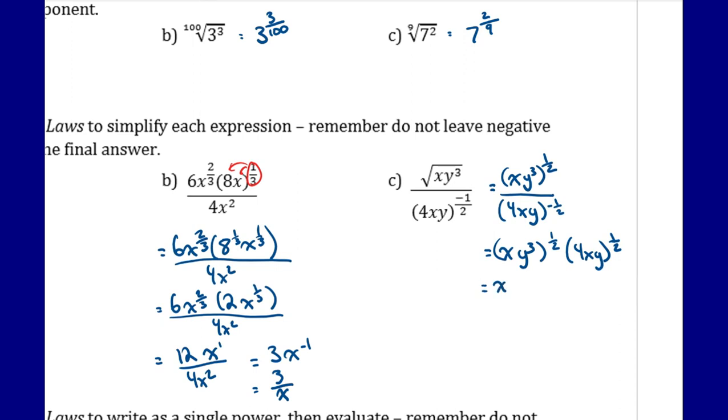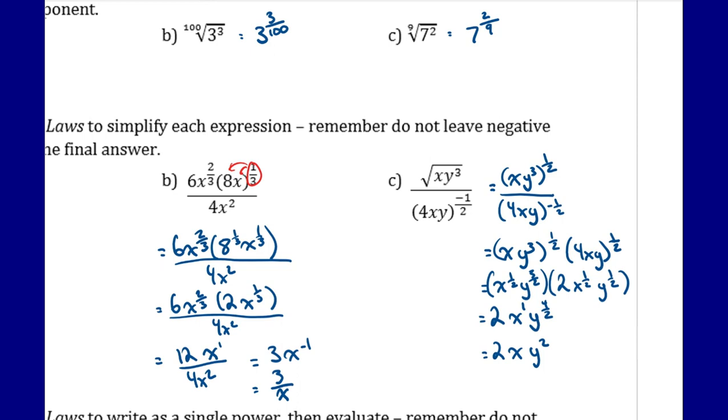So now I'm going to get x to the power of 1/2, y to the power of 3/2, times 4 to the power of 1/2, or the square root of 4, which is 2, x to the power of 1/2, y to the power of 1/2. The 2 is just going to get carried through. x to the power of 1/2 times x to the power of 1/2, we add our exponents, we get x to the power of 1. We get y to the power of 4 over 2, which I can simplify: 2x y squared.